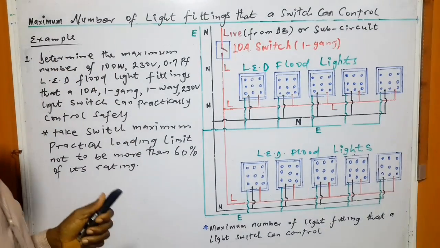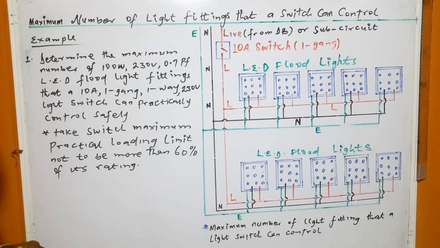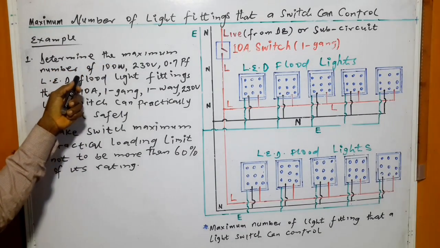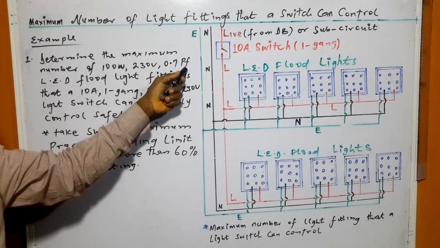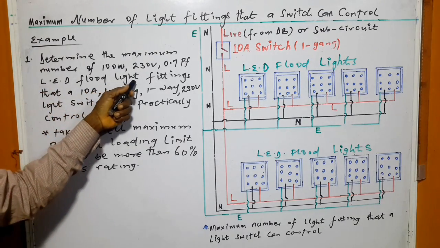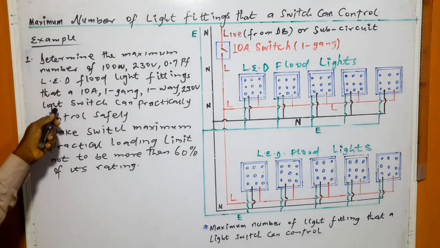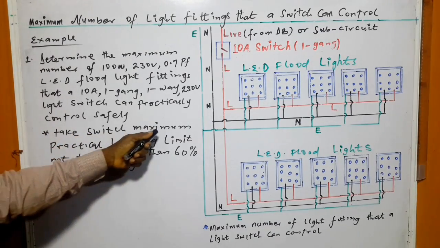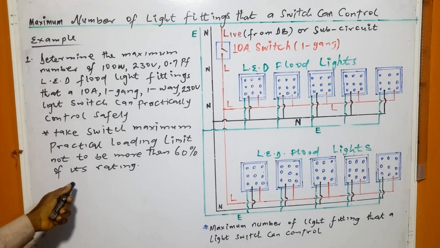Now, let me use an example to illustrate what the video is all about. Example 1: Determine the maximum number of 100 watts, 230 volts, 0.7 power factor, LED, that is light emitting diode, floodlight fittings that a 10 amp, 1 gang, 1 way, 230 volts light switch can practically control safely. Take the switch maximum practical loading limit not to be more than 60% of its rating.